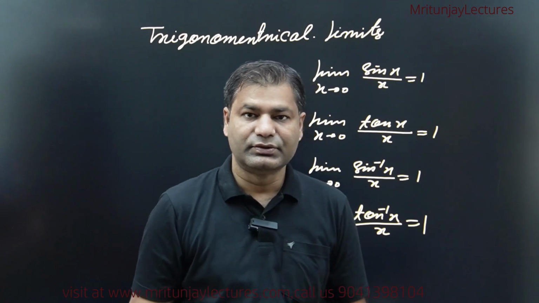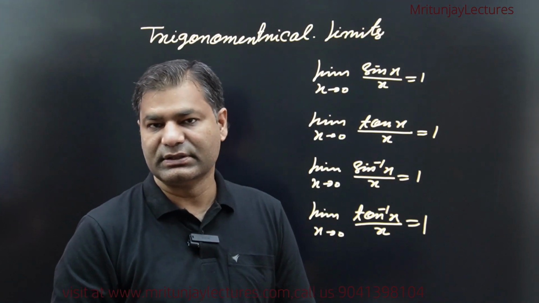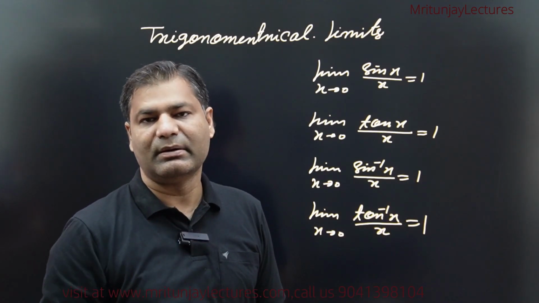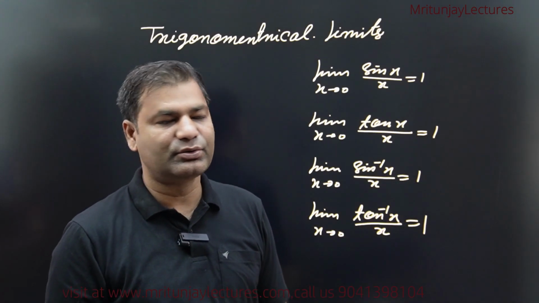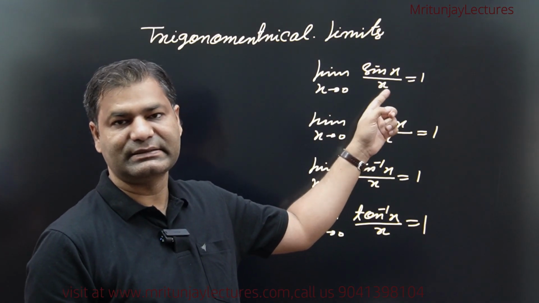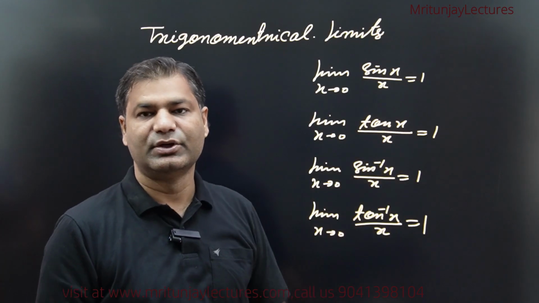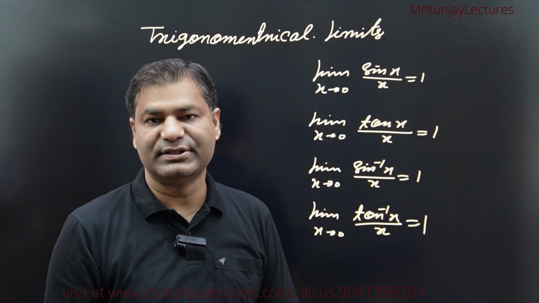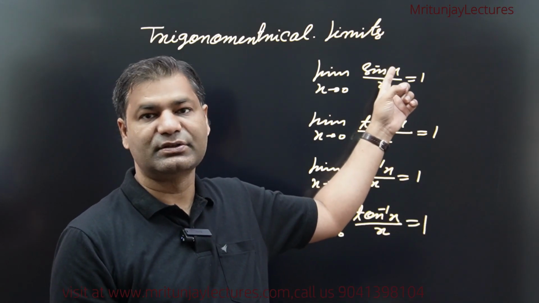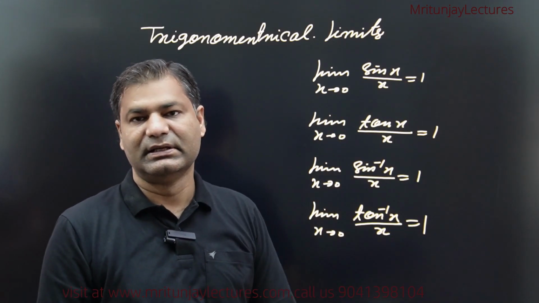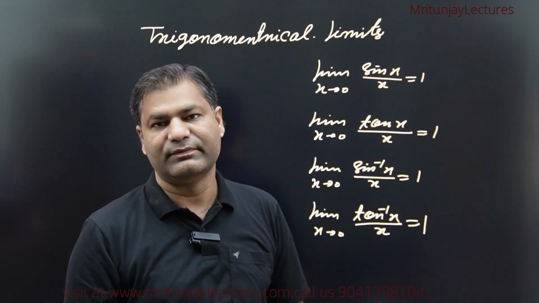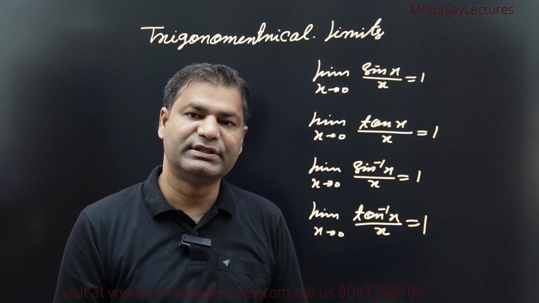If anyone is confused about why that value is 1, you can apply L'Hospital's rule. Why? Put x equal to 0: sin 0 is 0 and the denominator x is 0, so it is a 0 by 0 form. Differentiate numerator and denominator with respect to x: the derivative of sin x is cos x, divided by the derivative of x, which is 1. So cos x by 1, and putting x equal to 0, cos 0 is 1.